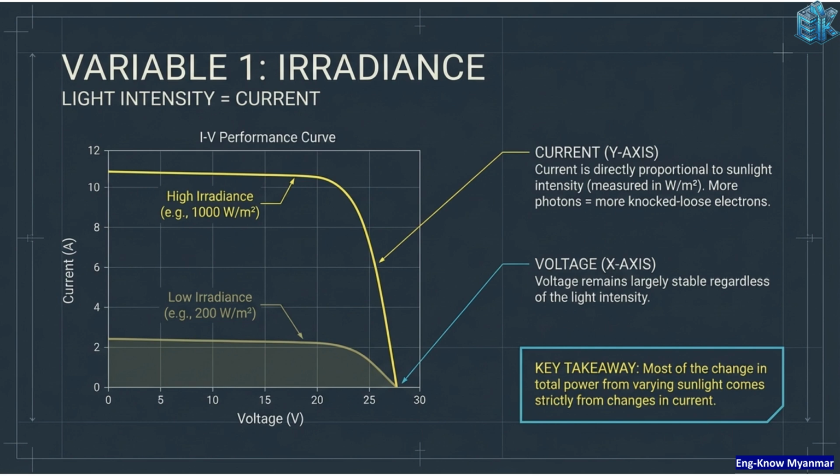Irradiance, or light intensity, directly drives current. More photons mean more current. However, voltage remains stable regardless of light intensity. Therefore, most of the change in total power from varying sunlight comes strictly from changes in current.